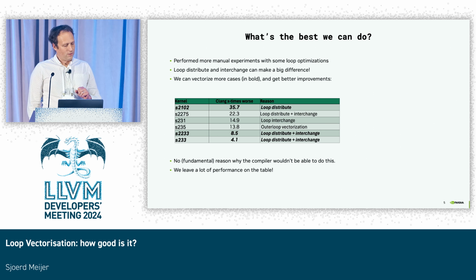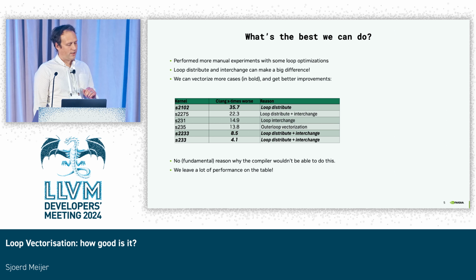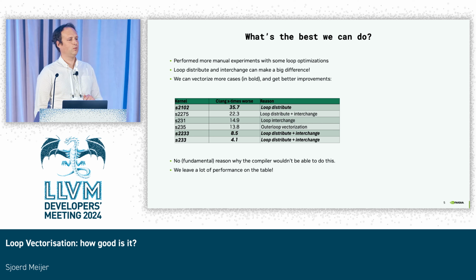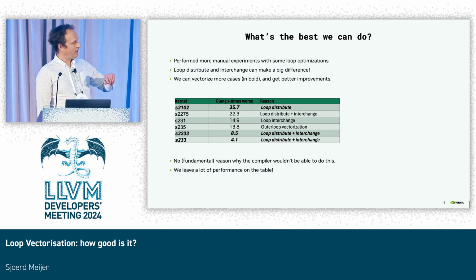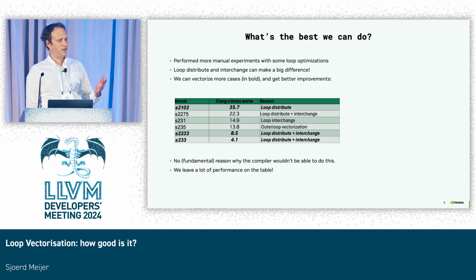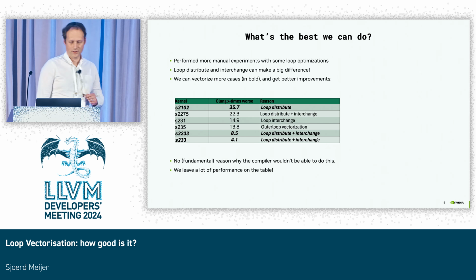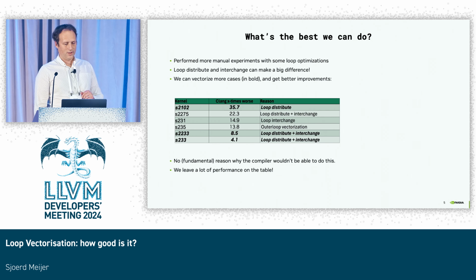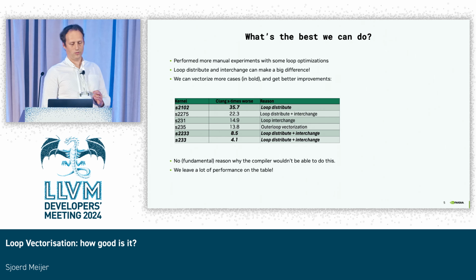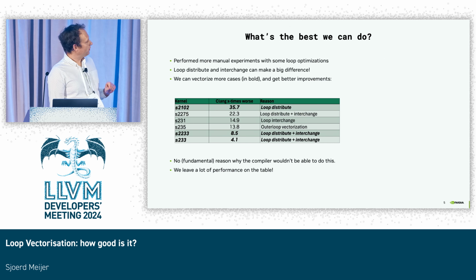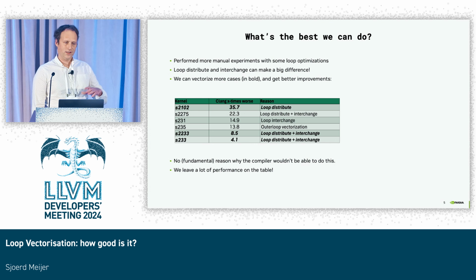Now, we found that we can vectorize more. So in this table here, the bold cases are things that we could now vectorize, which we couldn't vectorize before. And the other cases see higher gains. So the first row is if we enable loop distribute, we can get a nearly 36x improvement. For some cases, when we combine loop distribute and interchange, we get a 22x improvement, and so on. And the two bottom rows, when we combine loop distribute and interchange, we can enable more vectorization for different cases.